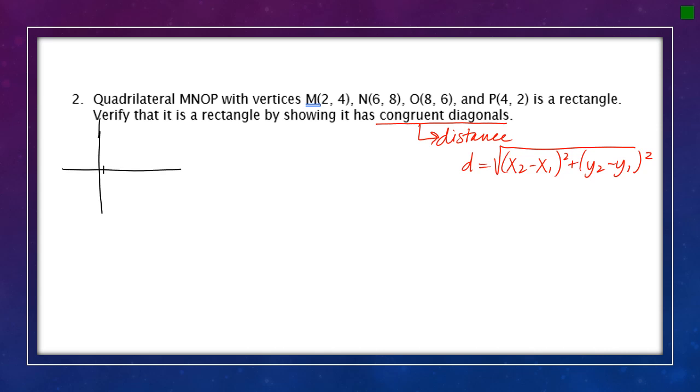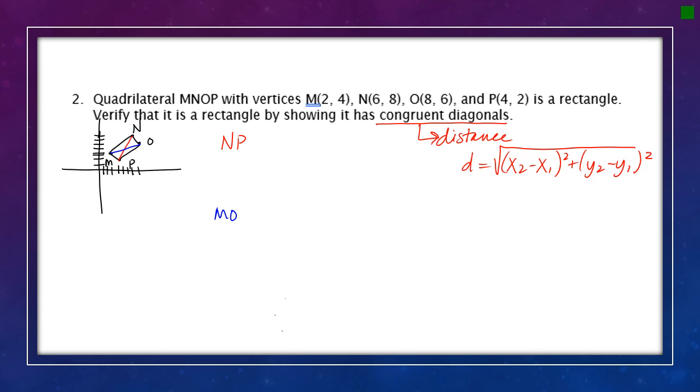So my first point is 2, 4, and that is point M. 6, 8, that's point N. 8, 6 is point O, and then 4, 2 is point P. So here's my rectangle. So very important that we use the right letters for diagonals. So my first diagonal is NP, and my second diagonal is MO.